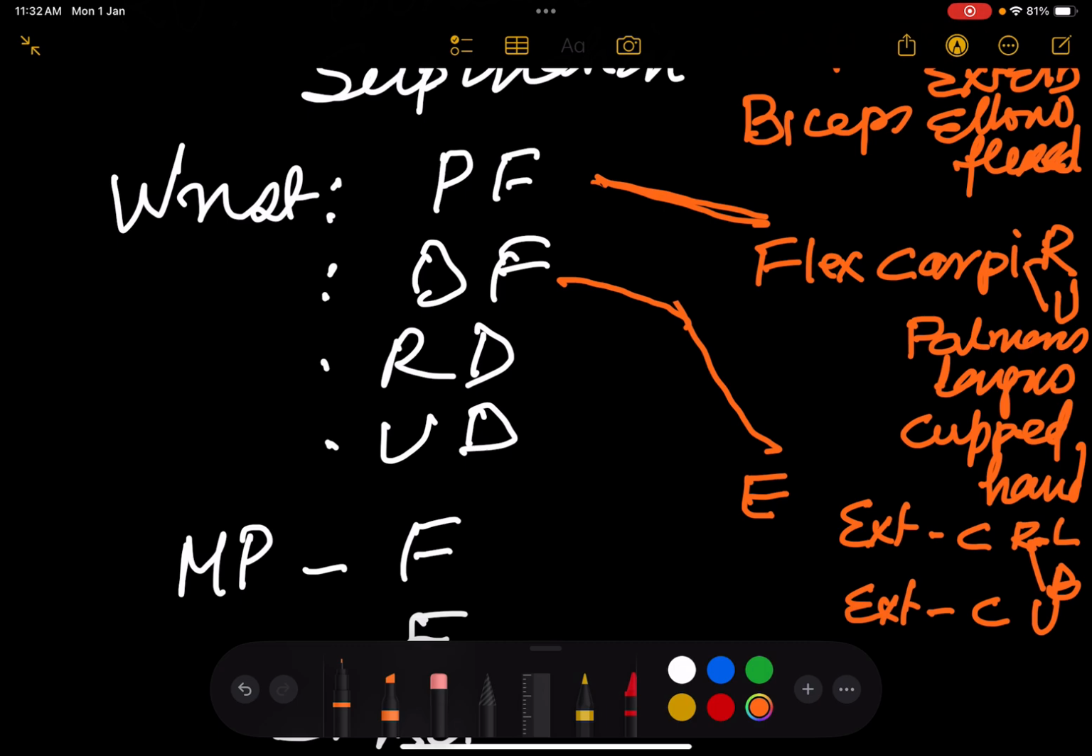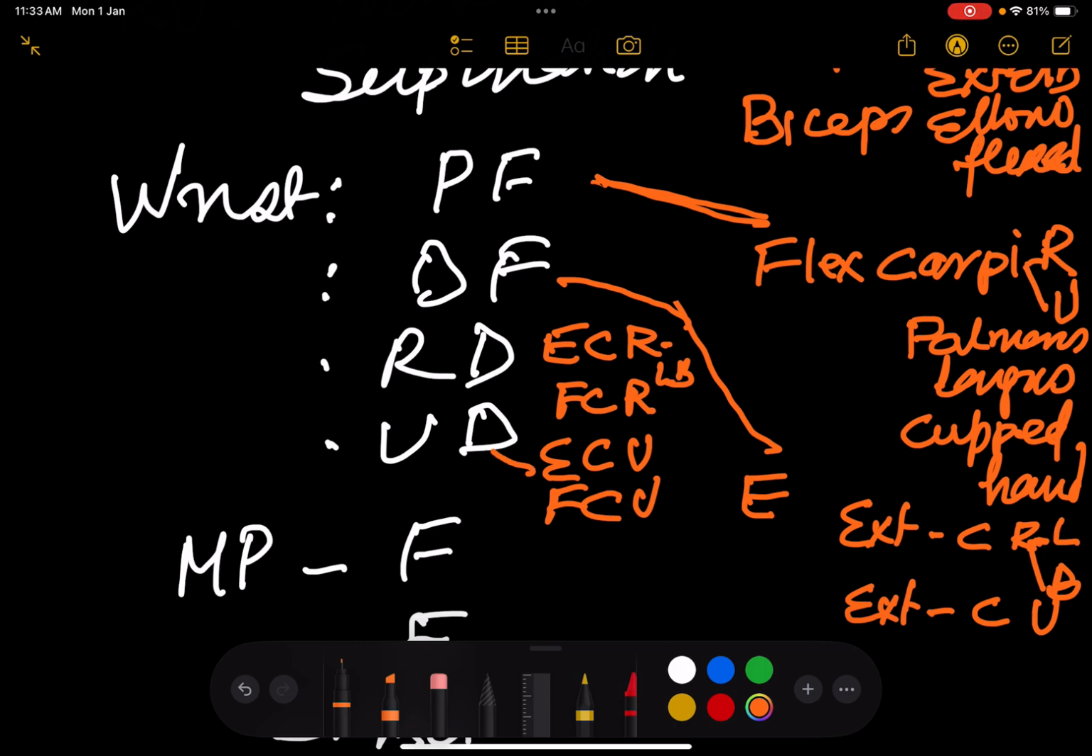Now, if you want radial deviation, you will combine extensor carpi radialis longus and brevis with flexor carpi radialis. If you want ulnar deviation, you will combine extensor carpi ulnaris with flexor carpi ulnaris. So this will be achieved by these two, and this by these two. Flexion and extension will cancel and you will have radial deviation.